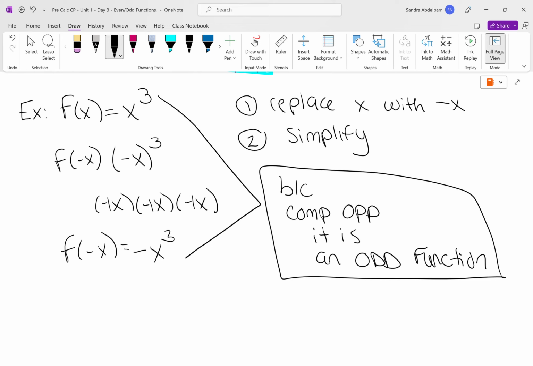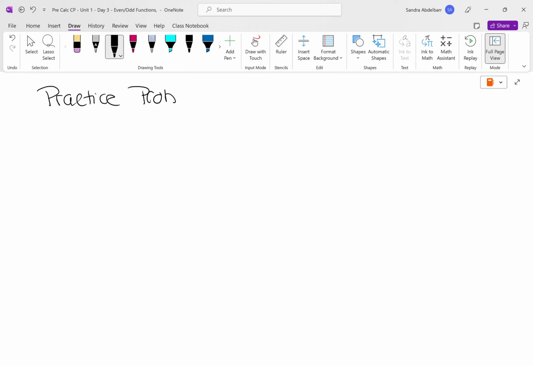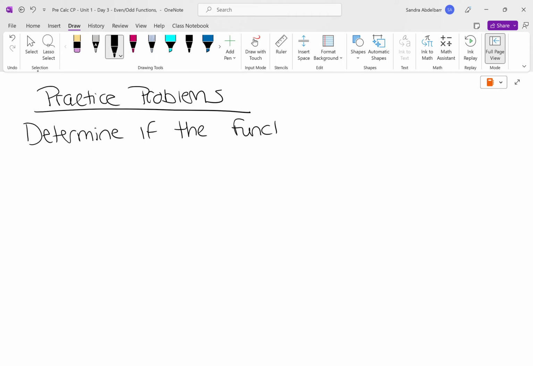Okay, are we ready to do some practice problems? So that's it. Our options are even, odd, or neither. It could be neither one of them, not even, not odd. Anybody still copying this? Okay, so let's do some practice problems. For all these practice problems, I want you to determine if the function is even, odd, or neither.